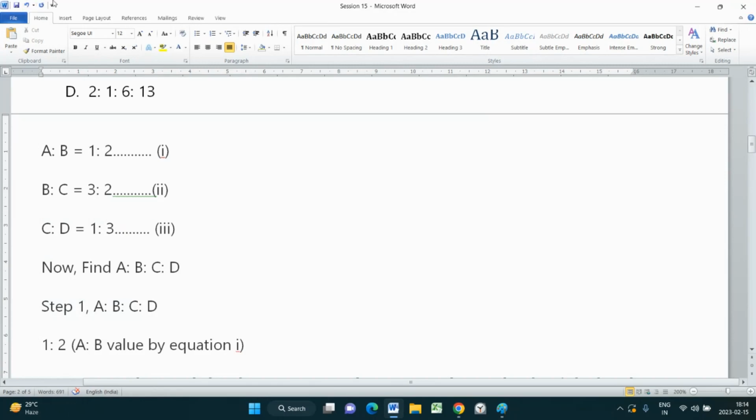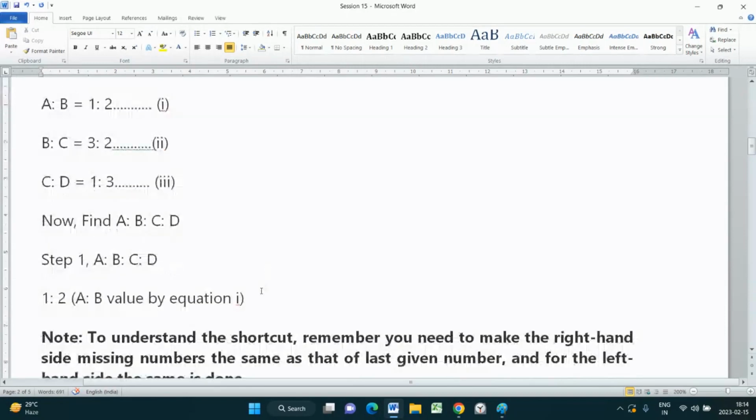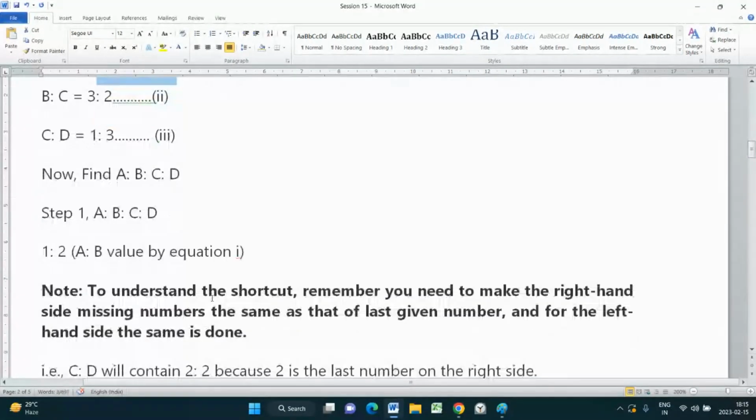So these are the three equations we have. A is to B is 1 is to 2, B is to C is 3 is to 2. This is the second equation and this is the third equation we have. We have to write this. A is to B is 1:2 from the first statement. We are taking it. Now we need to have a shortcut.